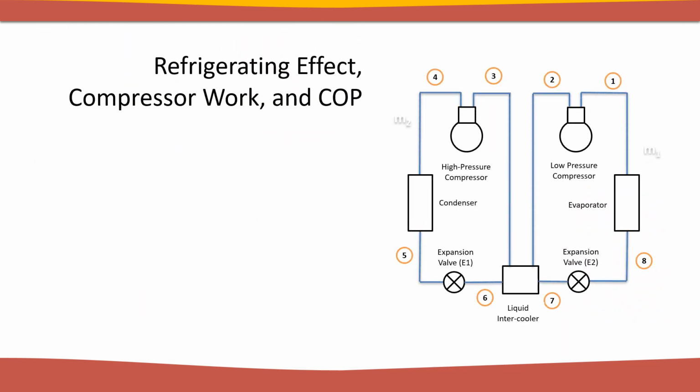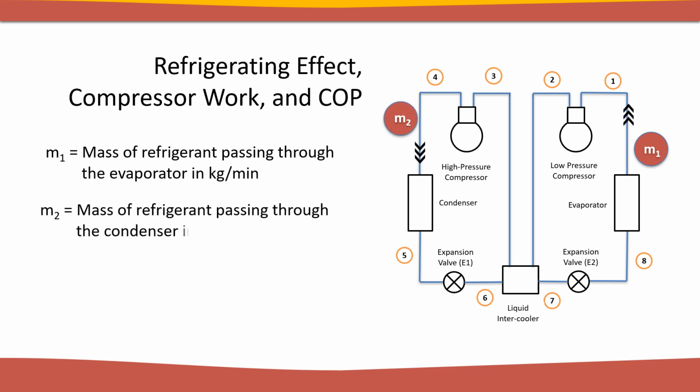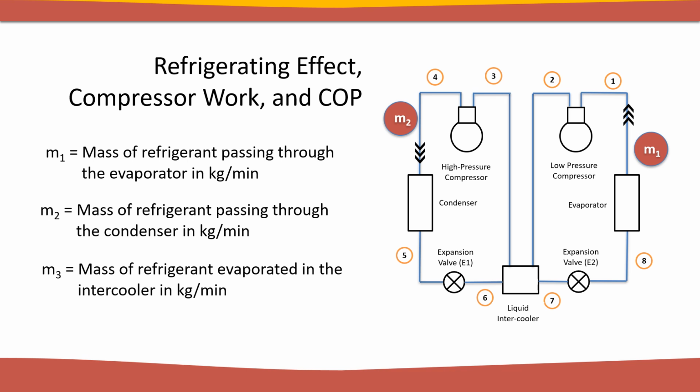Let's explore how to estimate the refrigerating effect, compressor work, and COP for this type of refrigeration system. We must first establish the mass flow rates through each component, as they differ from those of a single compression system. Let us consider that M1 is the mass of refrigerant passing through the evaporator in kilograms per minute, M2 is the mass of refrigerant passing through the condenser in kilograms per minute, and M3 is the mass of refrigerant evaporated in the intercooler in kilograms per minute.